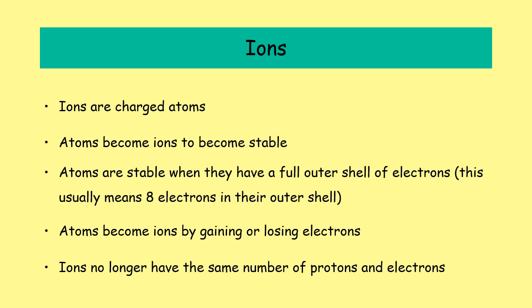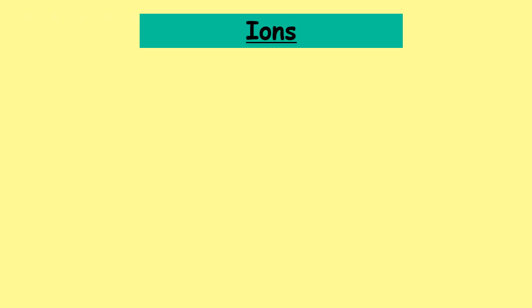How do atoms become ions? Well, they become ions by gaining or losing electrons. And as soon as they have gained or lost electrons, they will no longer have the same number of protons and electrons as one another.